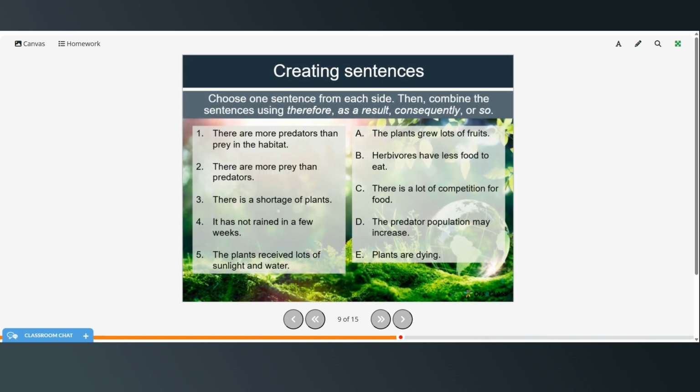All right, now choose one sentence from each side, then combine the sentences using therefore, as a result, consequently, and so. You can pause the video, try that on your own, and then restart when you're ready to continue.